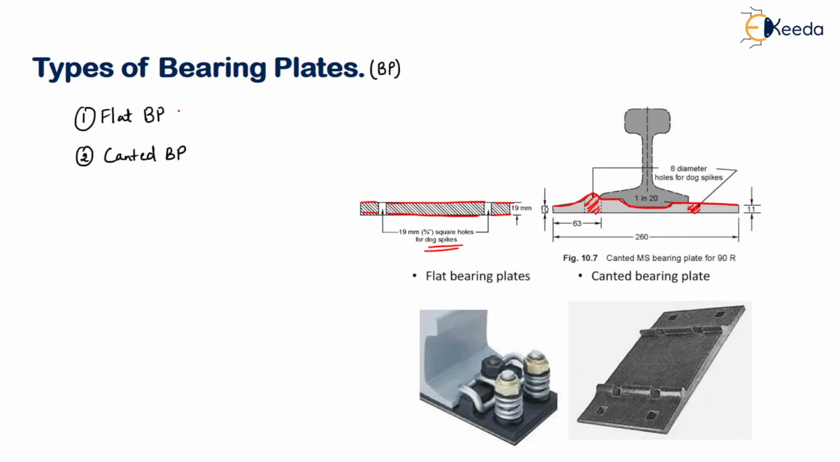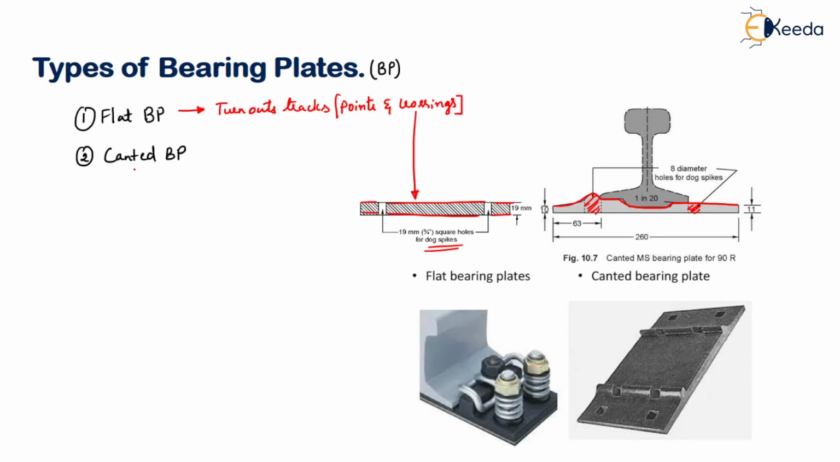So if you are going for turnouts in your tracks, especially under points and crossings, you have to go for the use of flat bearing plates. Okay, so in these portions only you will be using your flat bearing plates.